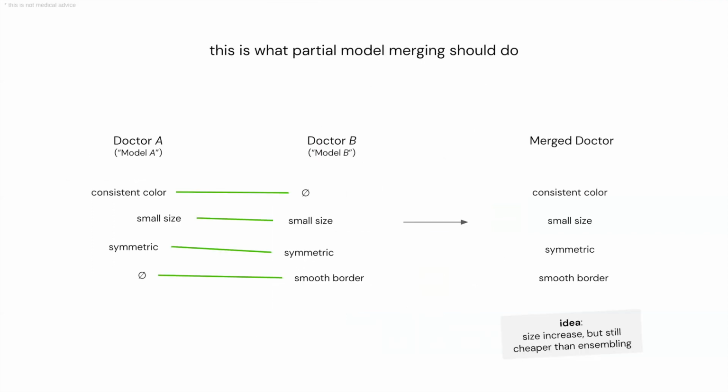Going back to the example of the doctors, this could mean small size and symmetric had a high correlation coefficient, and they will be matched. But consistent color and smooth border had a bad correlation coefficient, so they will be assigned in the buffer zone and then be kept separate. So the size of the model would increase, but this is still cheaper than assembling both models. And my assumption would be that it also has a better performance than doing a full merging.